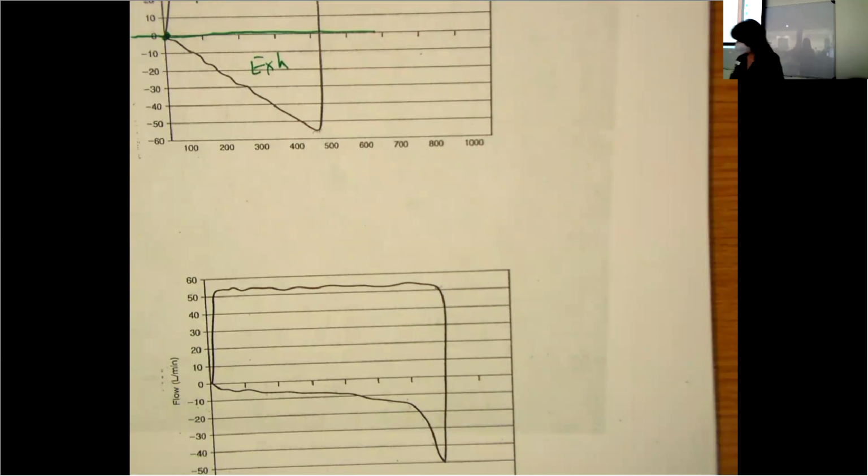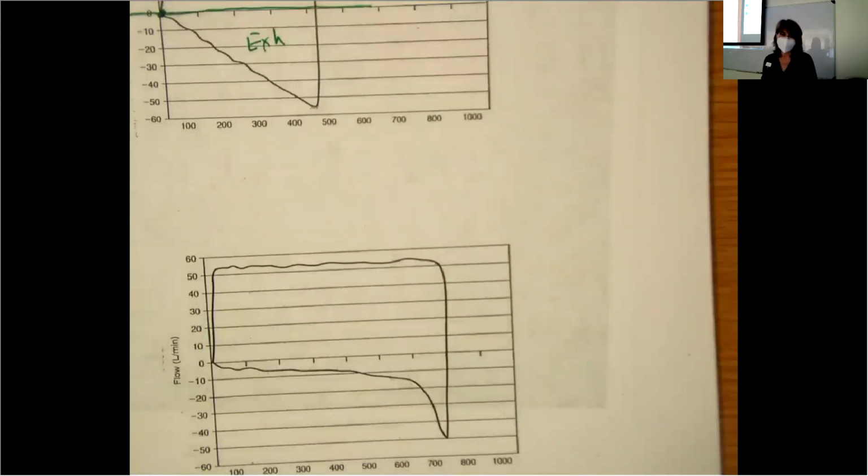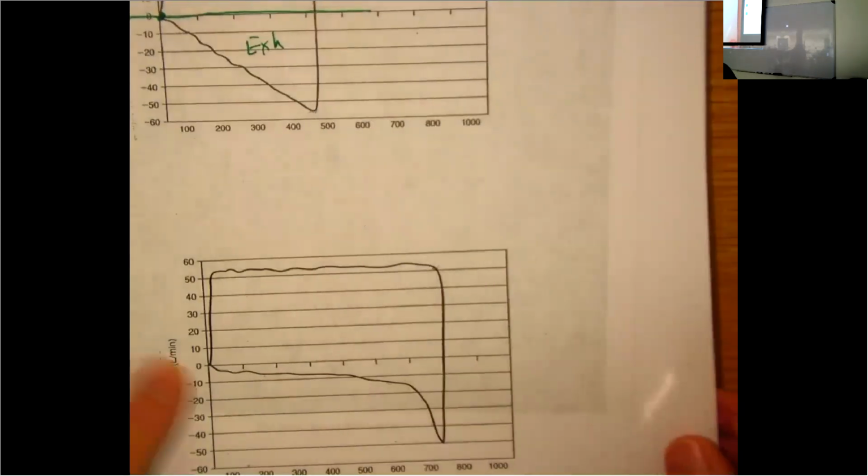The second graphic, the air is not coming out very easily. So it starts off with a good flow, but as the smaller conducting airways are emptying, the flow rate is really slow. So it looks like it's kind of hugging that baseline. So the air is coming out very slowly in this graphic. So the first graphic has a good expiratory flow rate. The second graphic is a slow flow rate on exhalation.